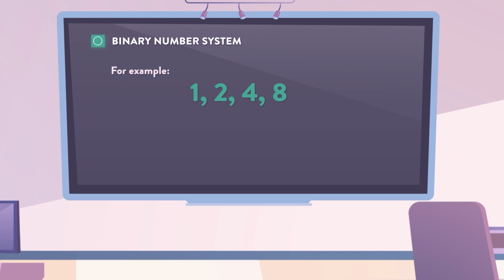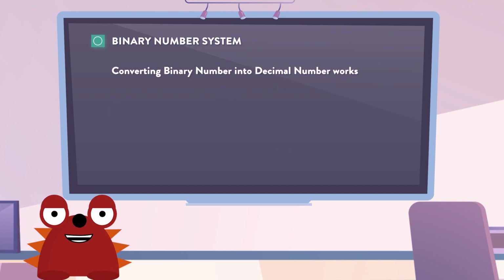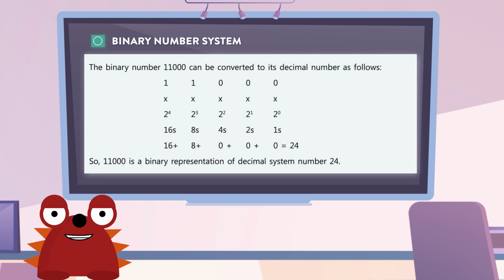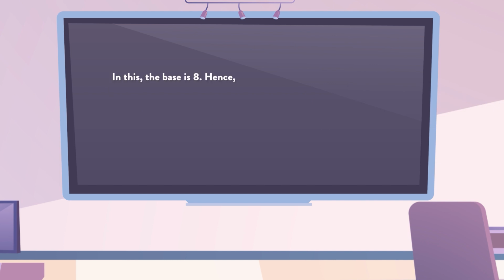Thus, we can say that a value of each digit in a number can be determined using the digit, the position of the digit in the number, and the base of the number system, that is, the total number of digits available in the number system. Let's look at how converting binary number into decimal number works. The binary number 11,000 can be converted to its decimal number, which looks like this. So 11,000 is a binary representation of decimal system number 24. Moving on to the third type, which is the octal number system. In this, the base is 8.